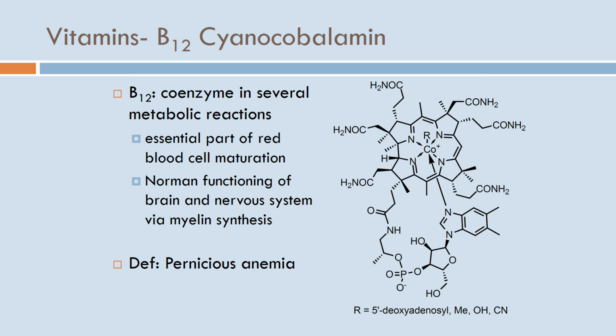Vitamin B12 or cyanocobalamin. This vitamin contains cobalt as a structural component. If you look at the structure, the cobalt is present as a central part of this vitamin. So it's a coenzyme in several metabolic reactions, and it is an essential part of red blood cell maturation. Normal functioning of brain and nervous system via myelin synthesis required vitamin B12, and its deficiency cause pernicious anemia.